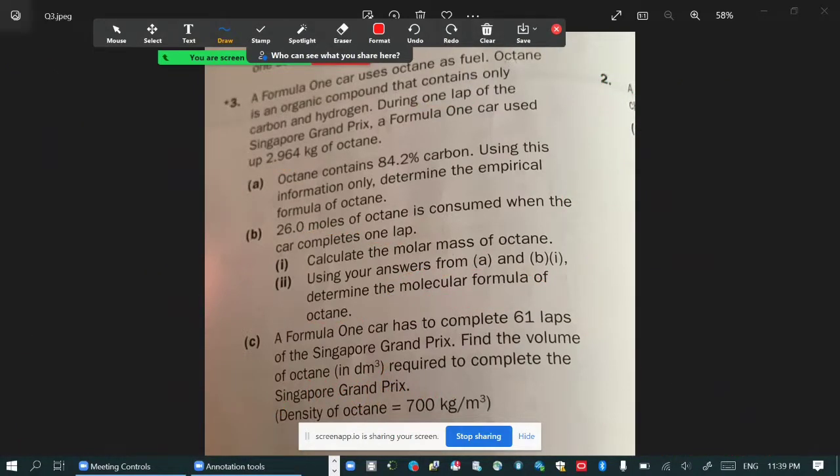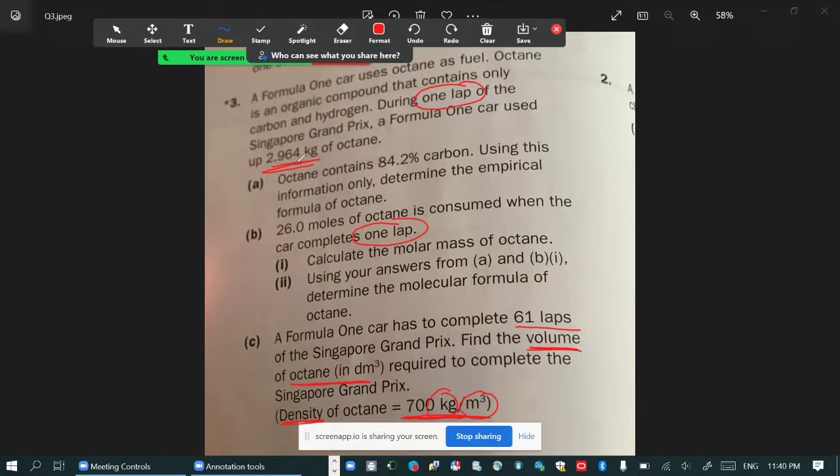Let's look at part C. So part C is for the entire Grand Prix, which is 61 laps. Before that, we only dealt with one lap. Now it's a total of 61 laps. Find the volume of octane. Octane is a liquid, so this is a liquid volume. The question gives you the density. What is more important is that the density, this 700, gives you the relationship between the mass of octane and the volume. So from the mass of octane, we can find the volume, because the question asks you to find the volume of octane.